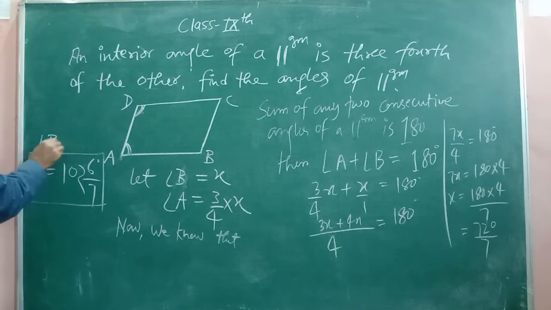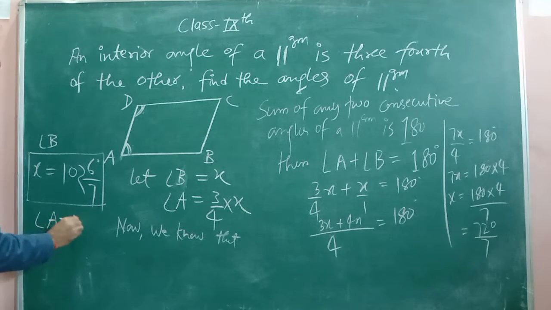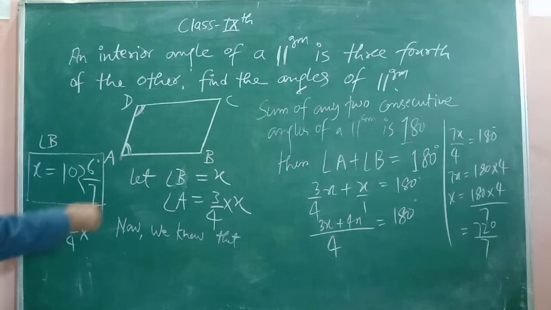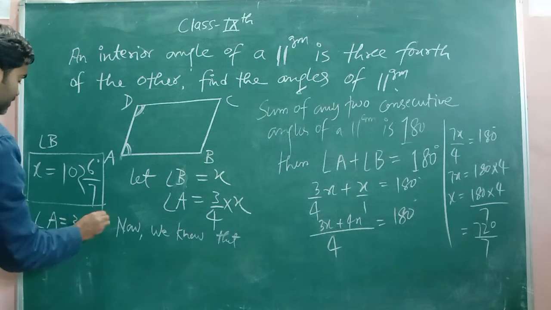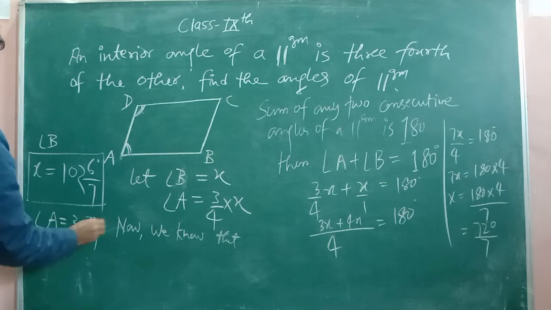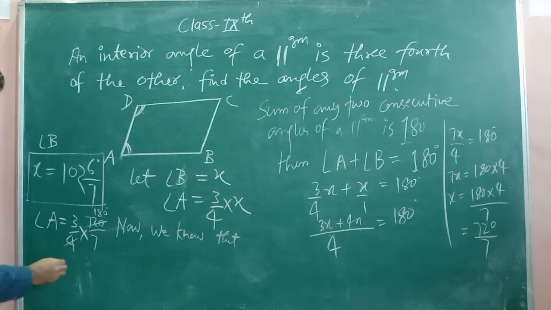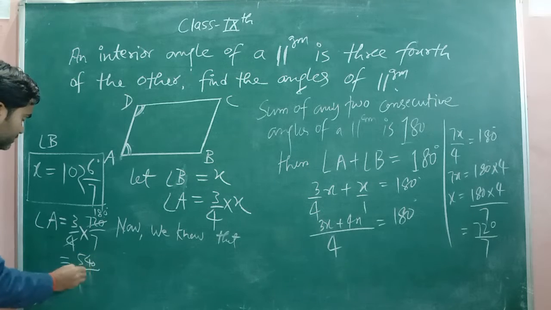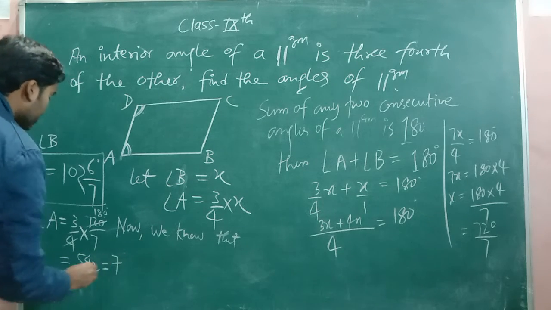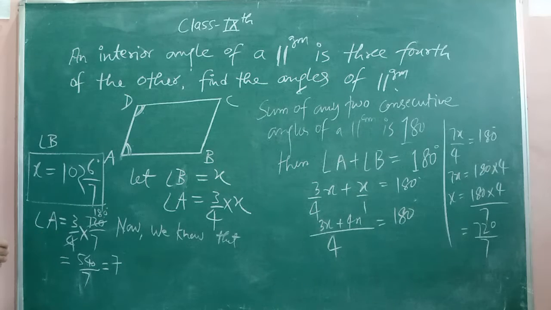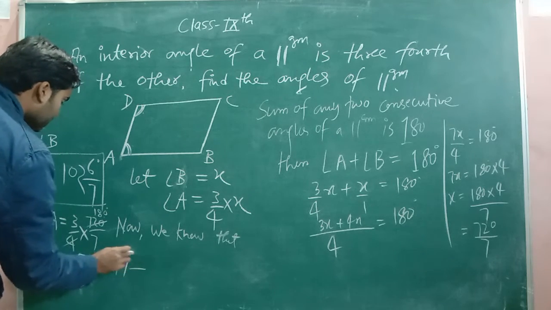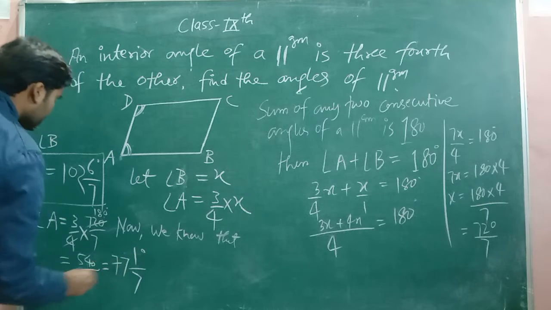It is the value for angle B, and angle A is 3 upon 4 of x. 3 upon 4 of 720 upon 7 is 4 1s 4, 4 8 times 32, so 540 upon 7. 7 7 times 49, 5 remaining. 7 7 times again 49, 1 remaining. So the angle will be 77 complete 1 upon 7 degrees.